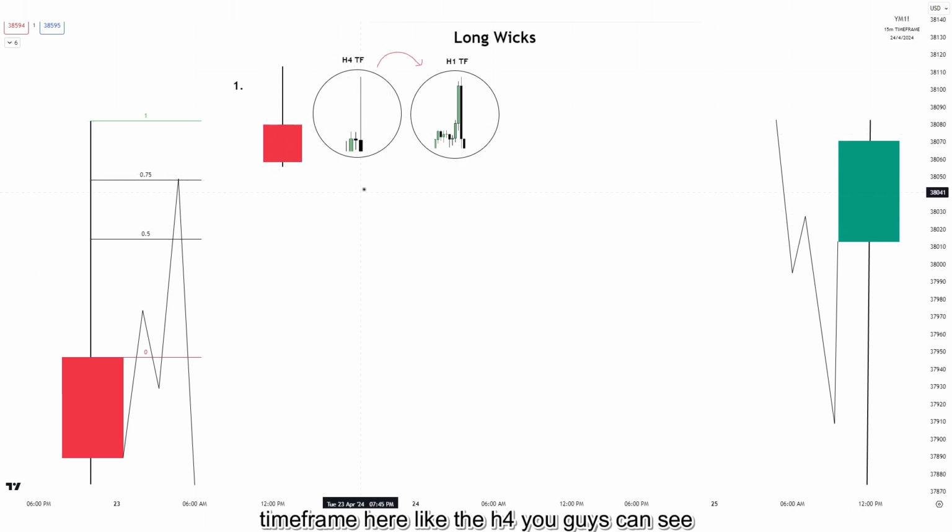On the higher time frame here, like the H4, you guys can see we have that rejection wick, and as price reaches up into that rejection wick at those specific levels, we typically reverse, and you start to wonder, why did it reverse on that long wick? Well, that's because on the higher time frames like the H4 here, it looks like it's a long wick, but on the lower time frames like the H1, it's actually a lower time frame order block inside of that higher time frame rejection wick.